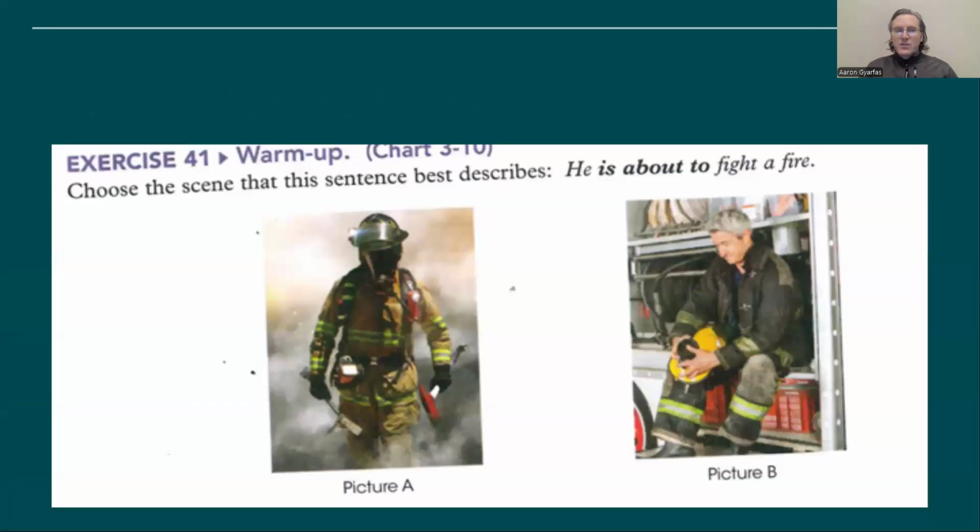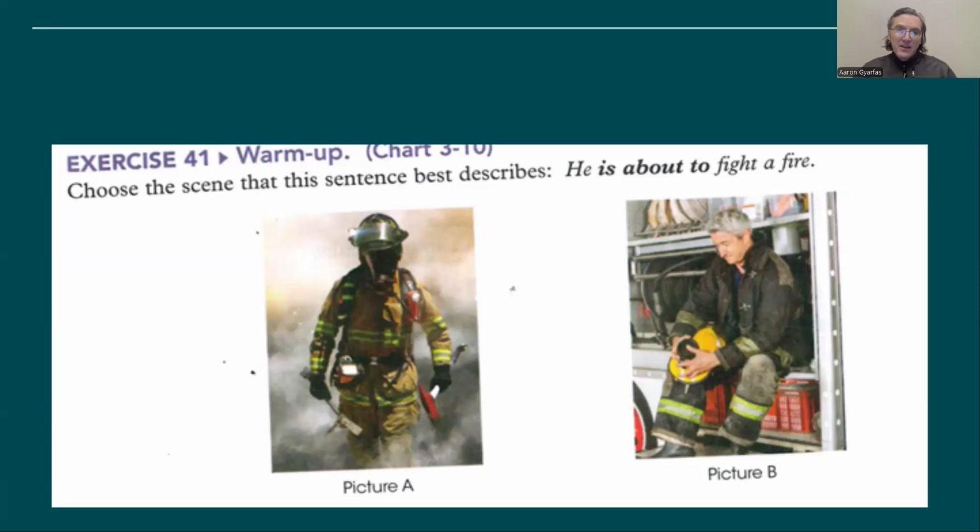If we look at these two, choose the scene that this sentence best describes: he is about to fight a fire. Picture A or picture B? What do you think? Well, if we look at picture A, he's wearing his full suit, his full gear. He has a mask on his face. He's carrying his instruments. He's walking into the smoke. There is a fire there.